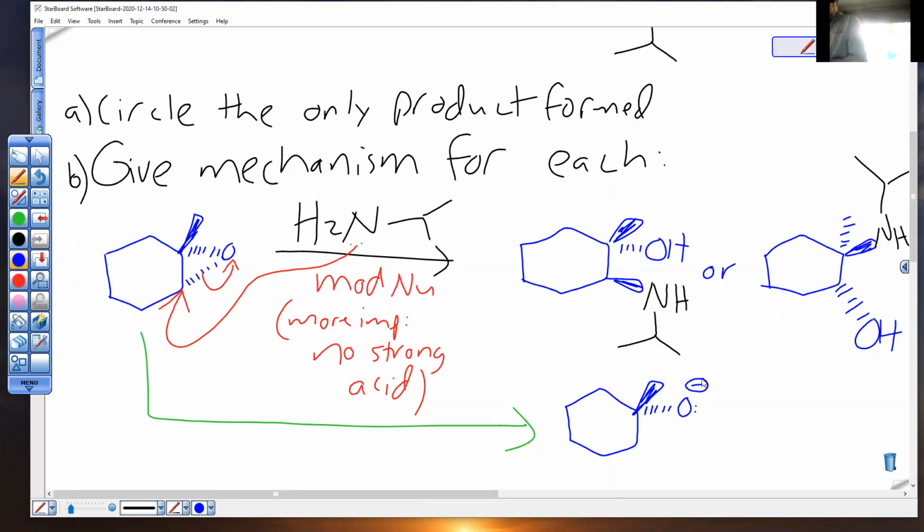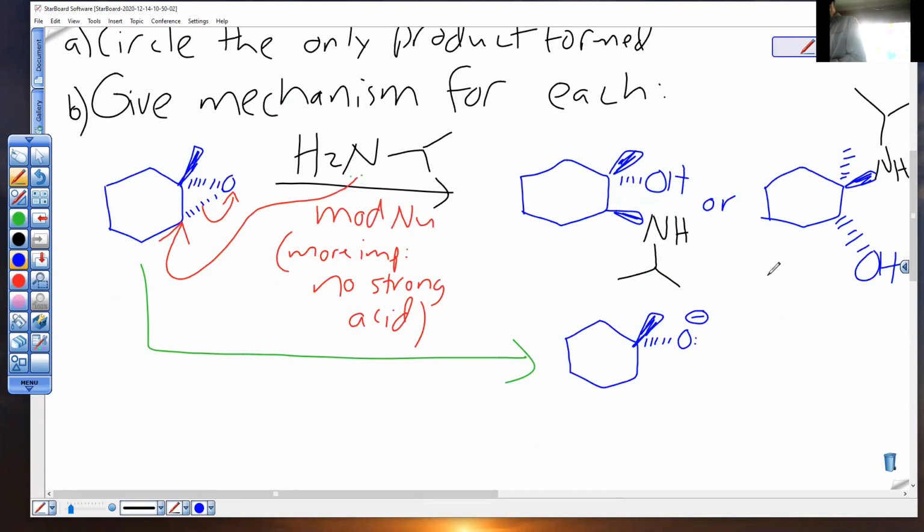O minus somehow has to become OH. What's the pKa of an OH, by the way? Oh yeah, it's an alcohol up there. 17. What's the pKa of this acid I'm about to draw? It's an N with 4 bonds, and at least one of them is an H. pKa 10.